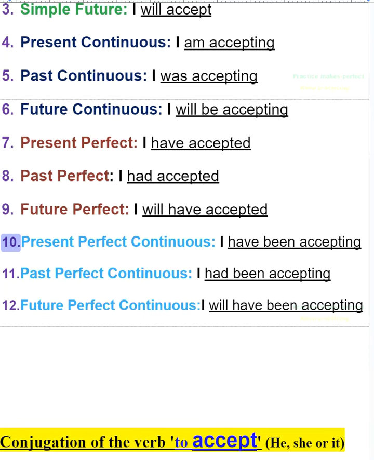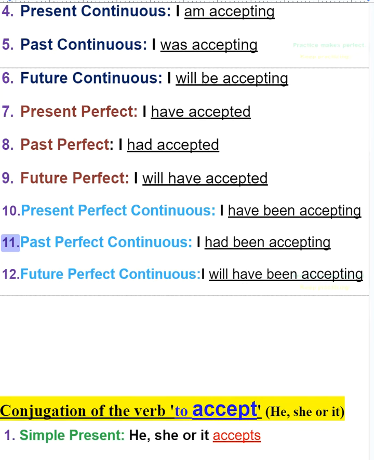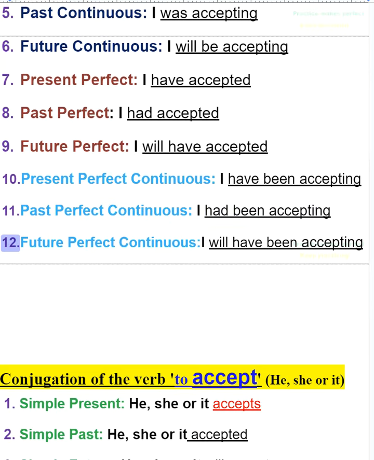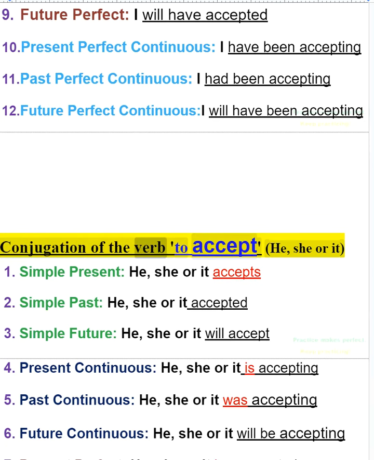10. Present perfect continuous, I have been accepting. 11. Past perfect continuous, I had been accepting. 12. Future perfect continuous, I will have been accepting. Conjugation of the verb to accept.